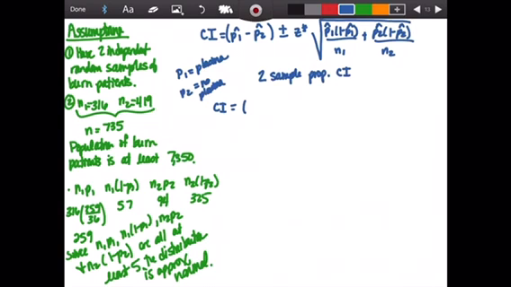So our confidence interval is P hat 1 minus P hat 2, plus or minus, we had 1.96 as our critical value for a 95% confidence interval. We actually used these calculations when we were calculating standard error, so we can go back and look those up in our notes or from our previous slides.